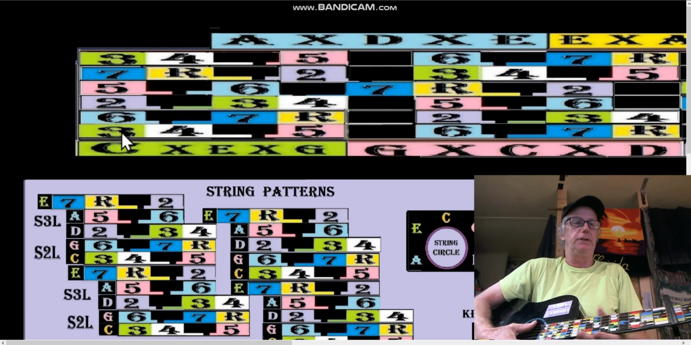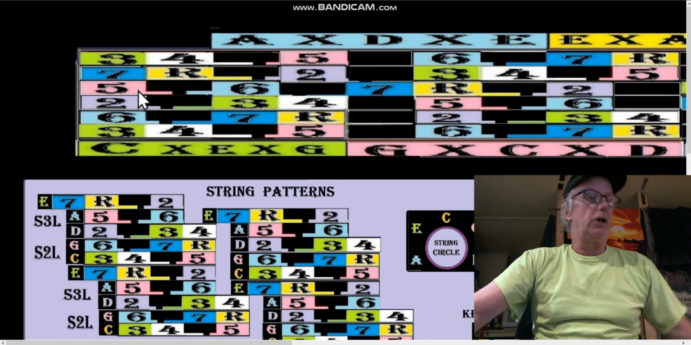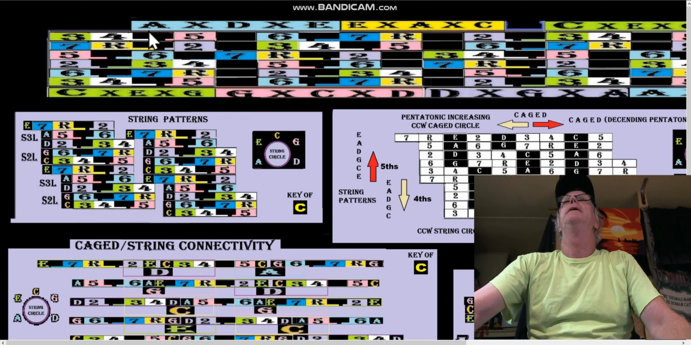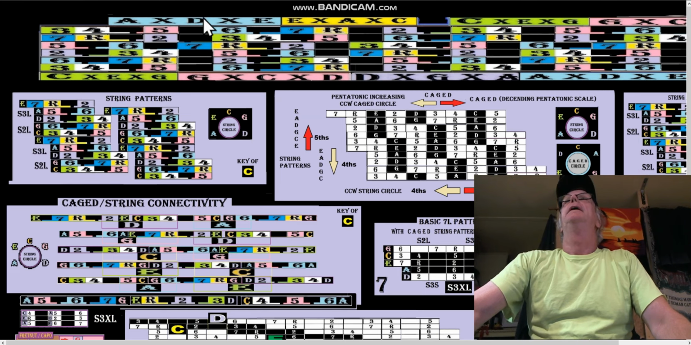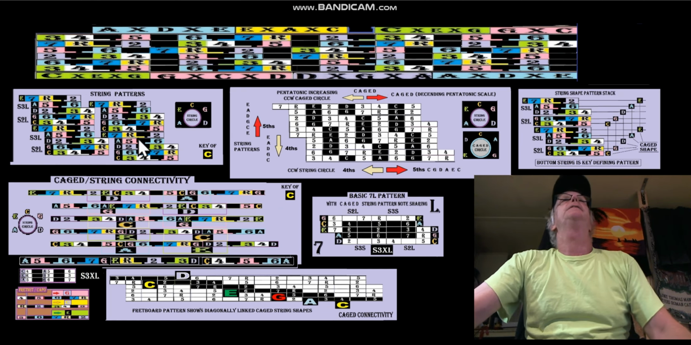Okay, so you can use your ear to figure out that we're in C there. So this particular chart, and we're just reviewing this chart, so we're not going to spend a lot of time on it. This chart has a lot of stuff that is in the key of C.